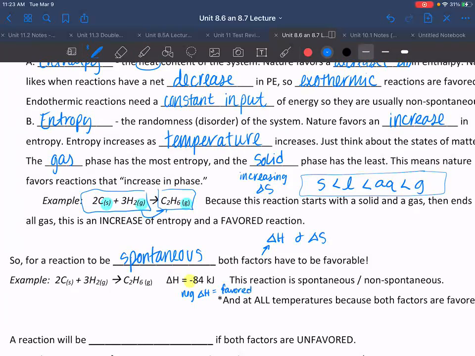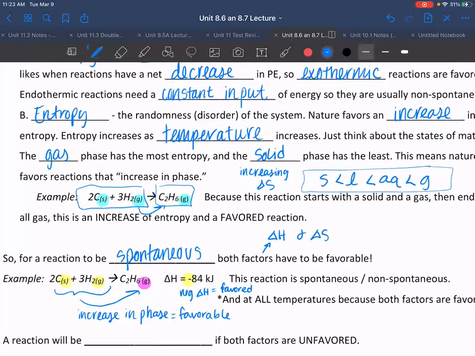That's good. And what we just went over in the example before was looking at the change between a solid and a gas going to a gas. So we call this an increase in phase, which is favorable. So this is just how to determine generically looking at an equation to see if it would happen spontaneously or not. Yes.